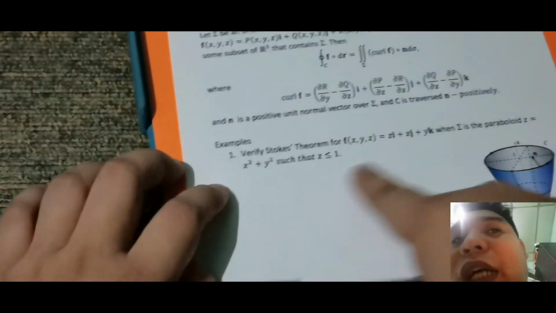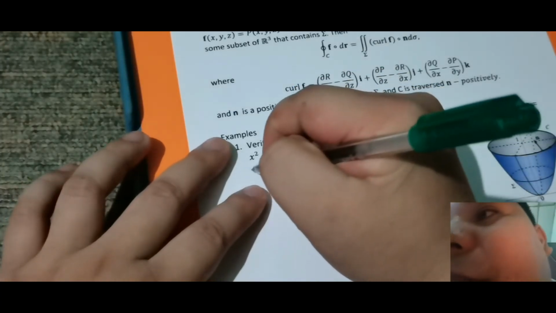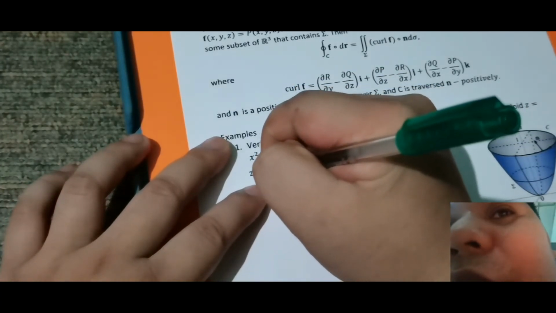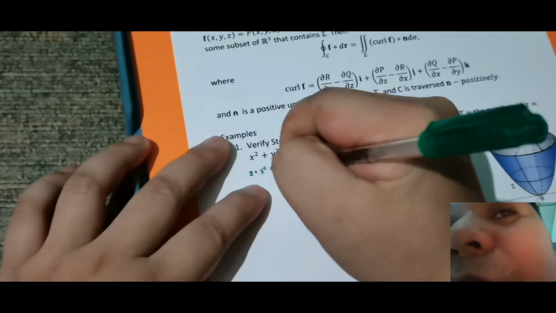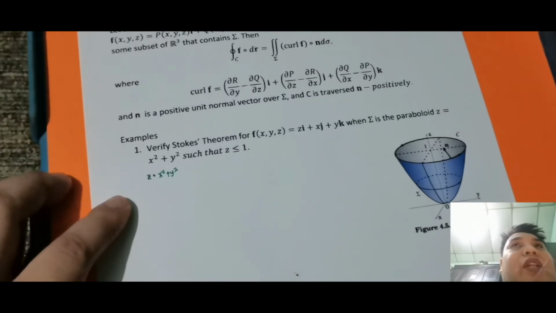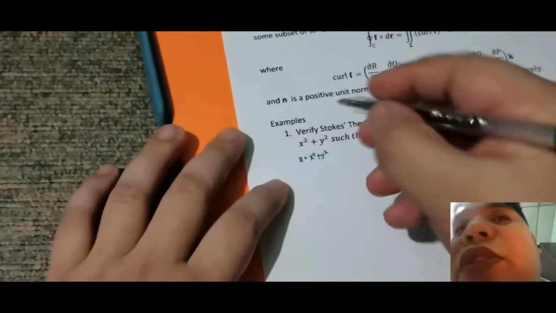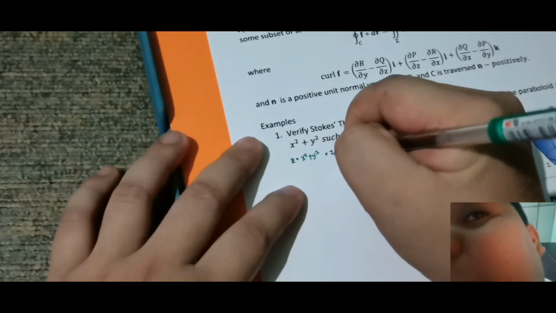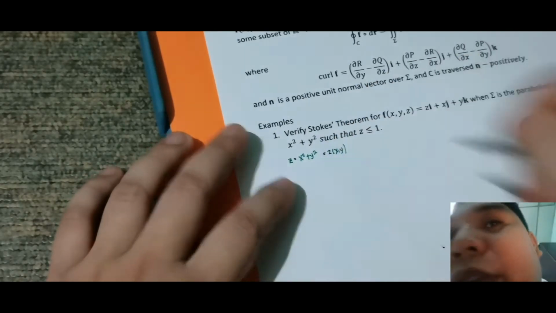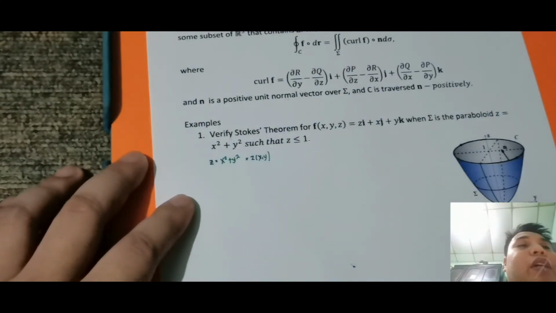Whenever meron kang z is equal to x squared plus y squared, ang gagawin mo lang is kukunin mo yung z. Kunyari meron ka x squared plus y squared plus 2z, ang goal mo lang, gawin mo siyang in terms of x and y, kumbaga yung z nasa left side. Lumalabas na ito yung ating z of x, y. Dapat yung z yung natira. Sir, paano kung may square yung z? Edi square root mo yung kabilang part, ganun lang gagawin mo.